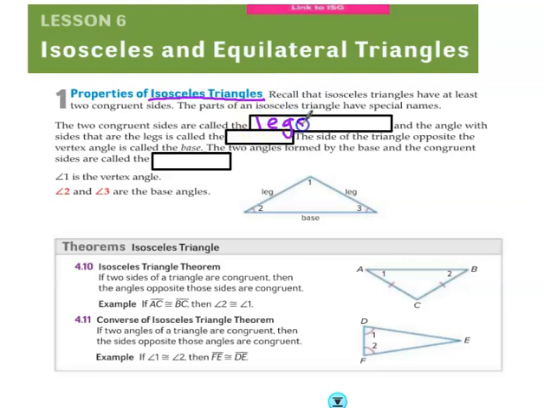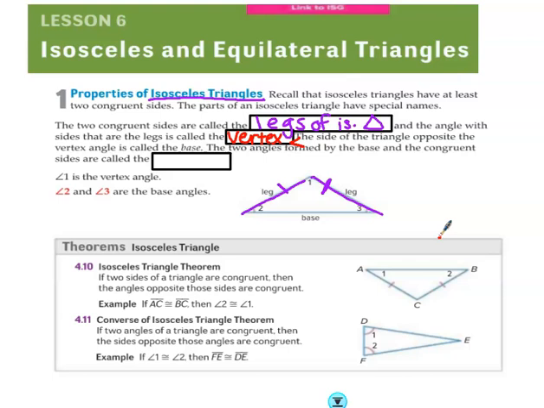Of the isosceles triangle. I'll try to abbreviate. I know there's not a lot of room. So these are called the legs. The legs are congruent. Okay? And then the angle with the sides that are the legs, so the angle in between is 1, which is called the vertex angle. Okay, and I made a little angle sign.